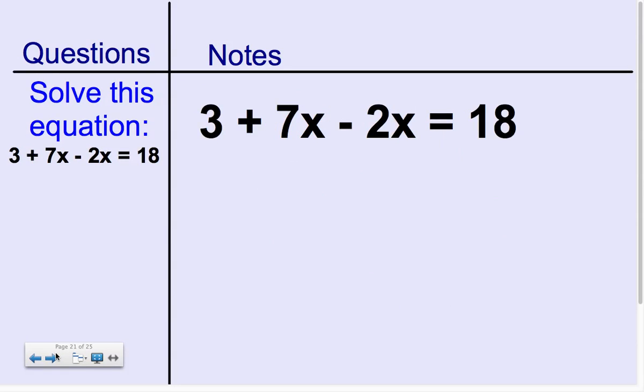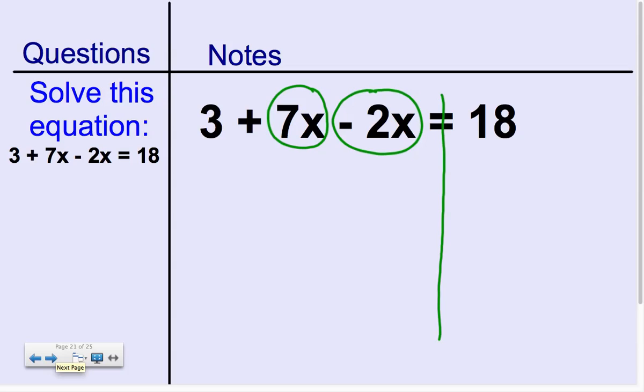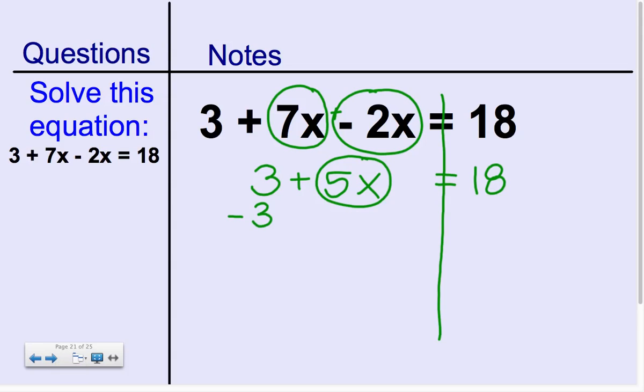All right, next one, 3 plus 7x minus 2x equals 18. Again, I have the variables on the same side, so I have positive 7 and negative 2. So 7 plus a negative 2, or 7 minus 2, would be 5x. Bring down my 3, bring down my 18. Now I have a couple and third wheel problem. Circle my couple, 5x. 3 is positive, so I'm going to subtract it on both sides.